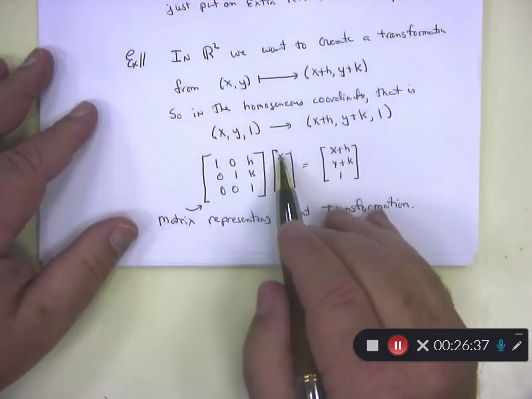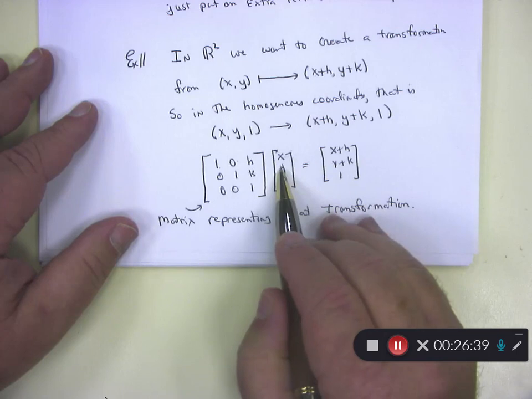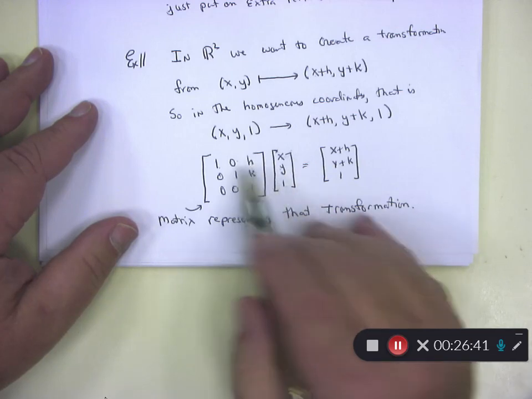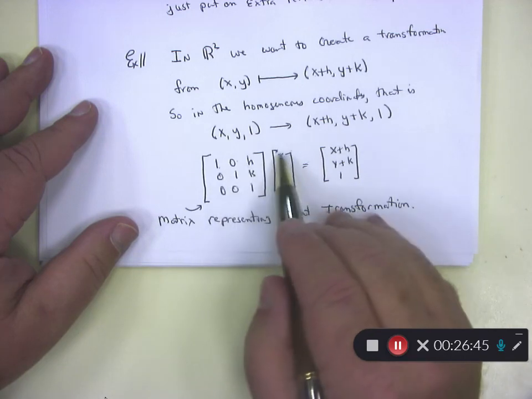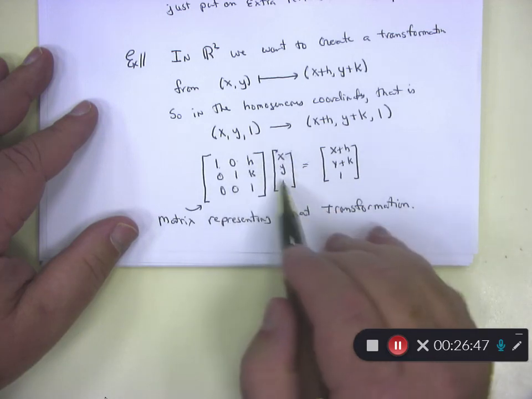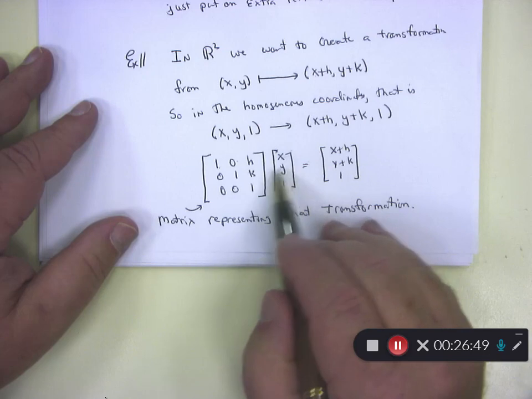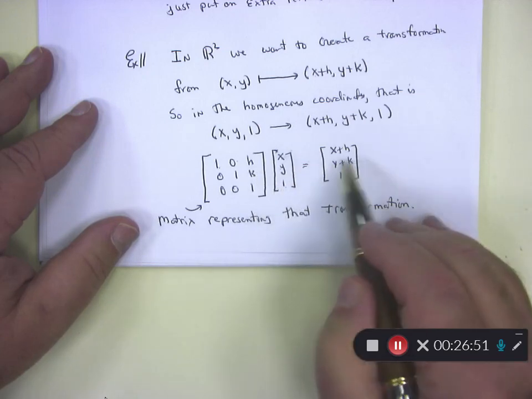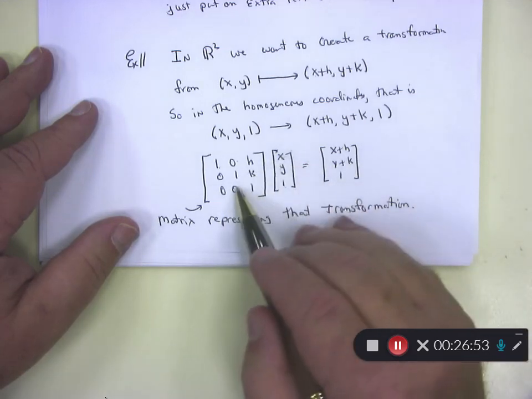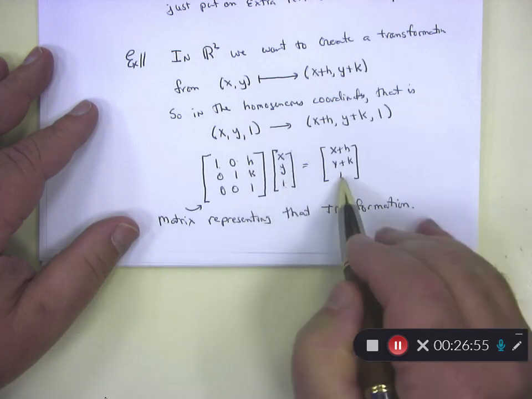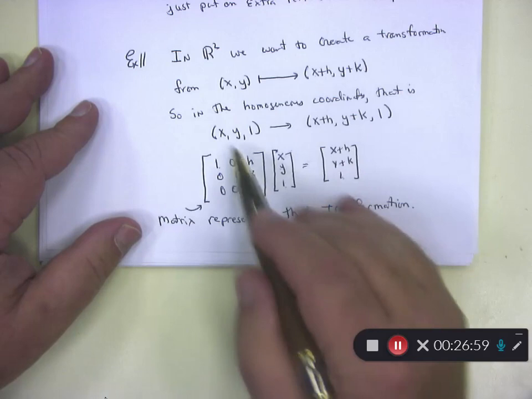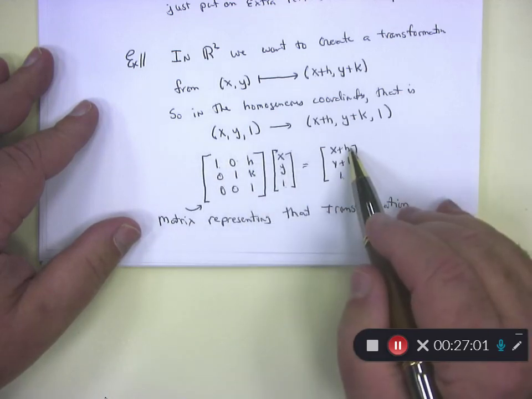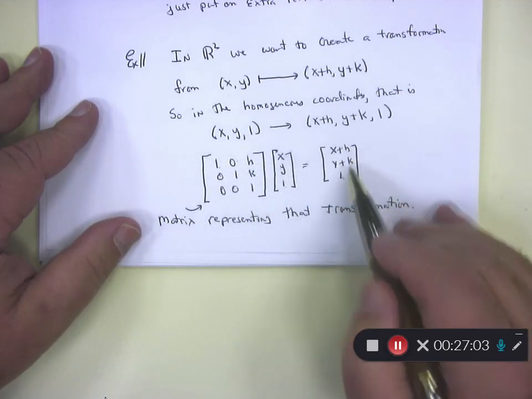1 times x plus 0 times y plus h times 1, row by column, gives me x plus h. 0 times x plus 1 times y plus k times 1 gives me 1y plus k, y plus k. And then 0 times x plus 0 times y plus 1 times 1 gives me 1. So I'm still back in that same level, 1. And notice that this matrix allowed me to go to x plus h, y plus k, comma 1.